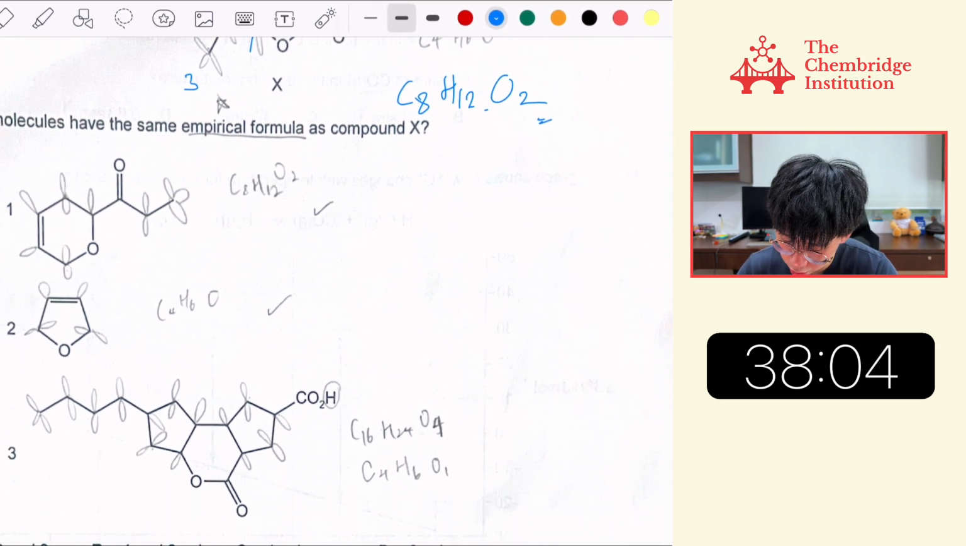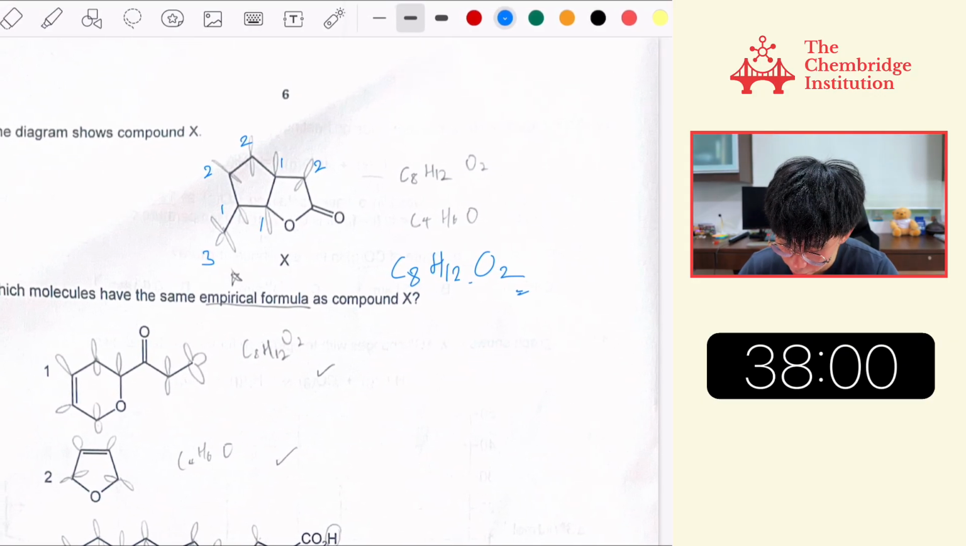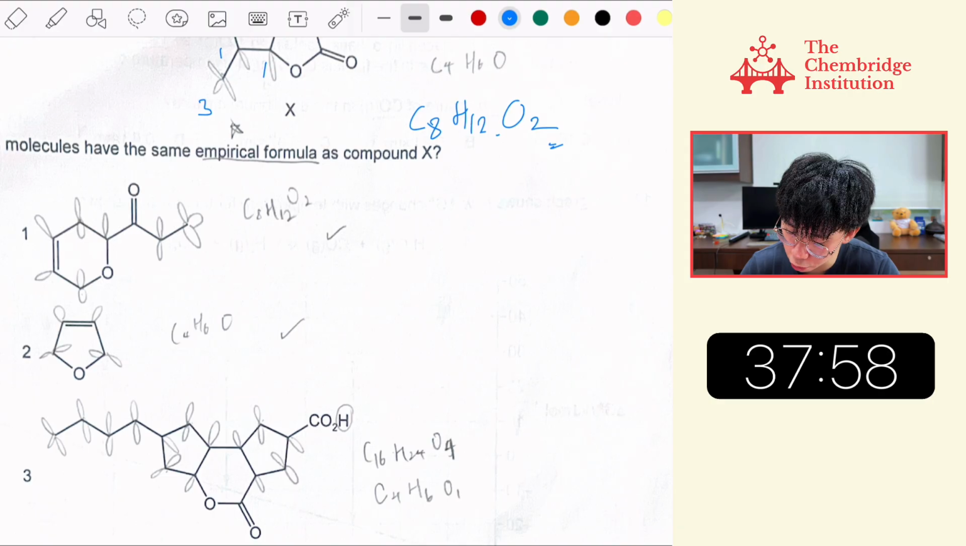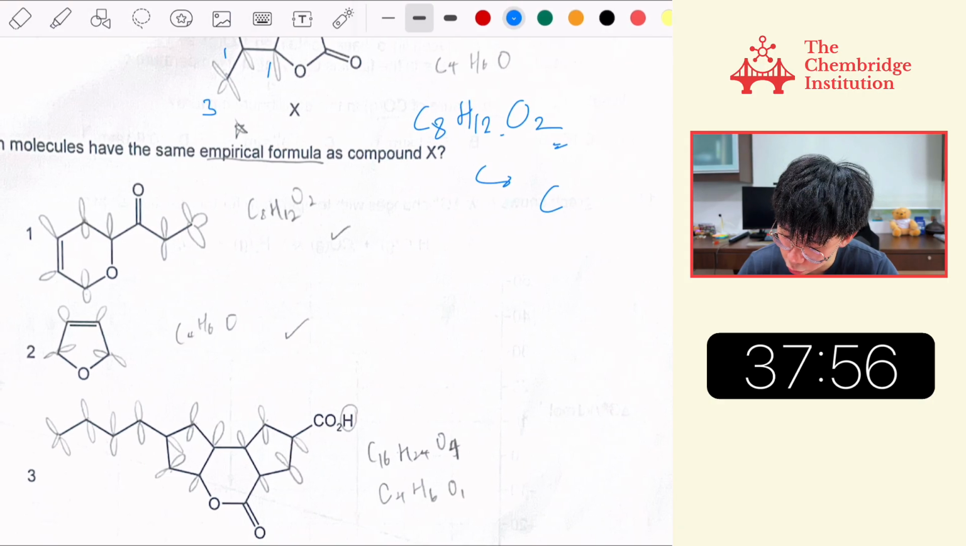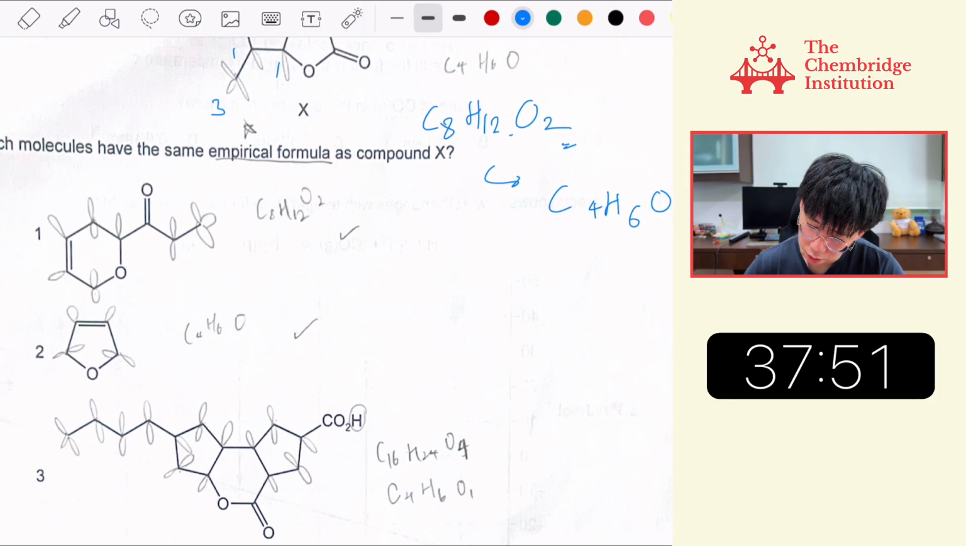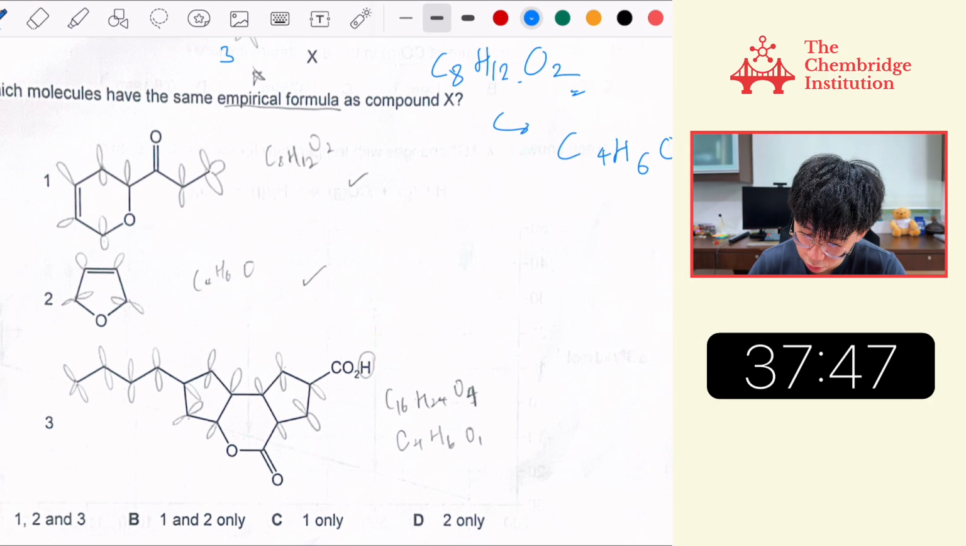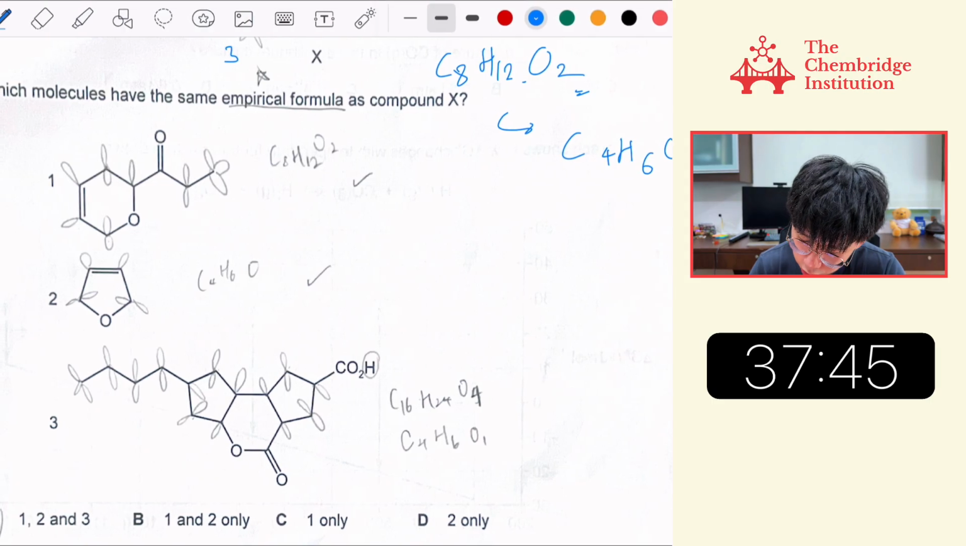This is so annoying. Is there maybe a shortcut somewhere? Let's just count number of carbons. No, you can't do that. Empirical formula here is C4H6O. Okay. Maybe I start with the simpler ones. So for 2, okay, let's just look at 1 first.